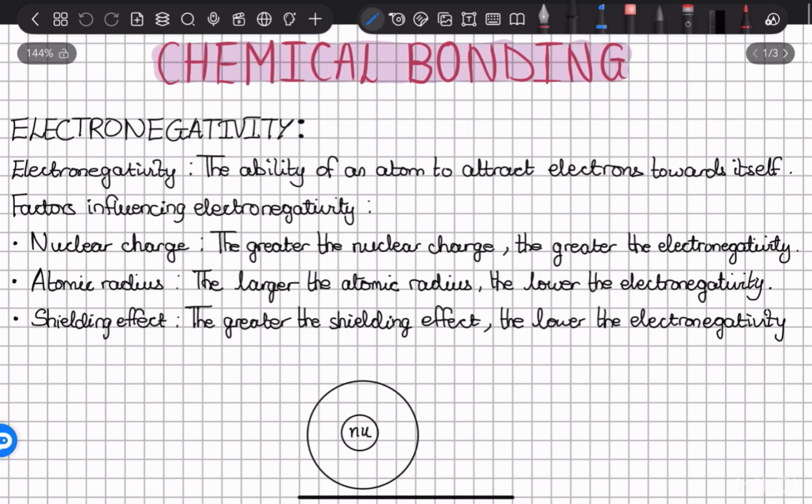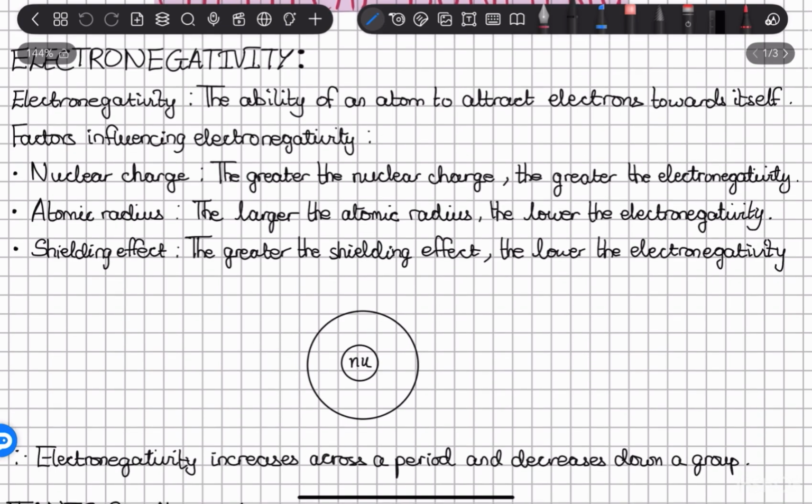So, chemical bonding. You already probably know from IGs there's ionic bonding, covalent bonding, metallic bonding. But in chemical bonding for A level, we first need to establish a few fundamental terms. So we have electronegativity, which is defined as the ability of an atom to attract electrons towards itself.